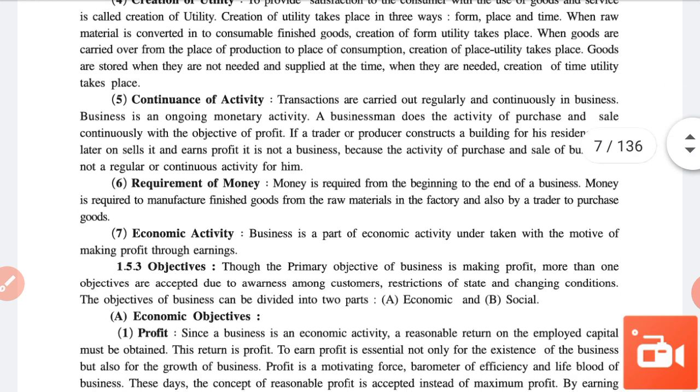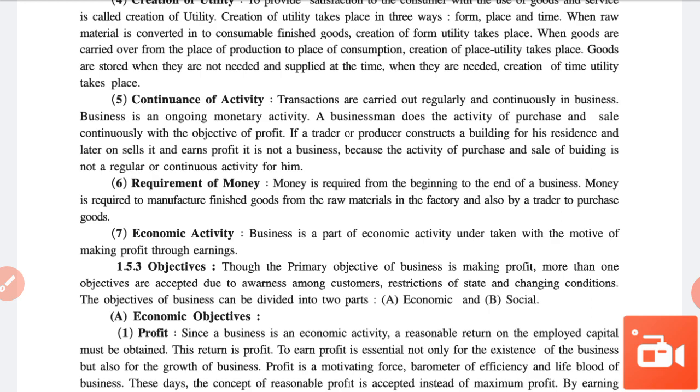Now, requirement of money. Characteristic 6: money is required from the beginning to the end of business. If we want to start a new business, we need finance. For that, we need money, and then we continuously run our business, so for that also we need money. So money is a requirement for the business, for the beginning and for the continuing. So from the beginning to the end of business, money is required.